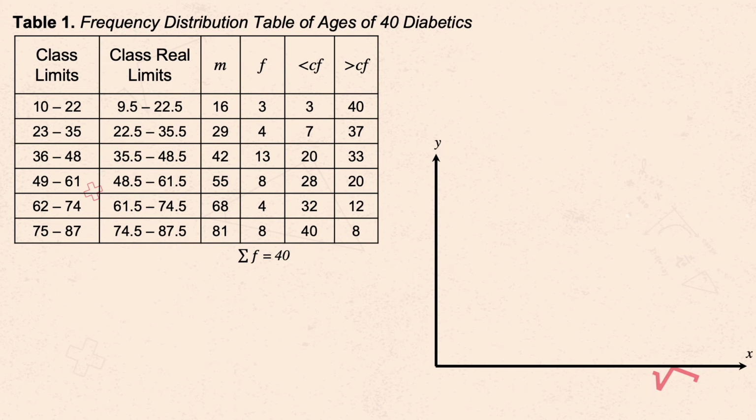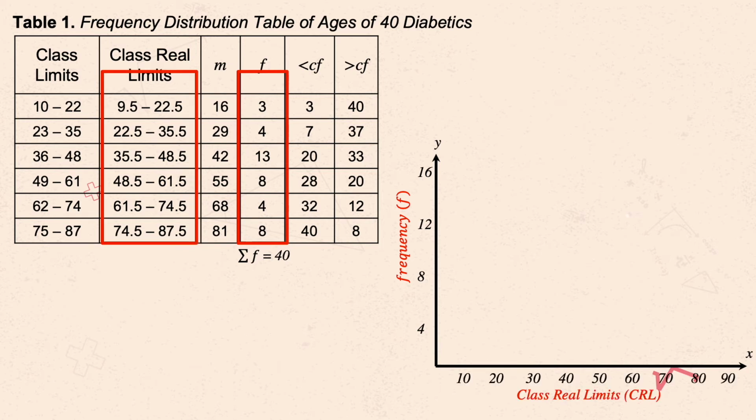In our histogram, the y-axis is for the frequencies and the x-axis is for the class real limits. Don't forget to label each axis to show what these numbers are representing. Let's start. The first class real limits is 9.5 to 22.5 and the frequency is 3. So representing its bar, it should be until 3. So it should be like this.